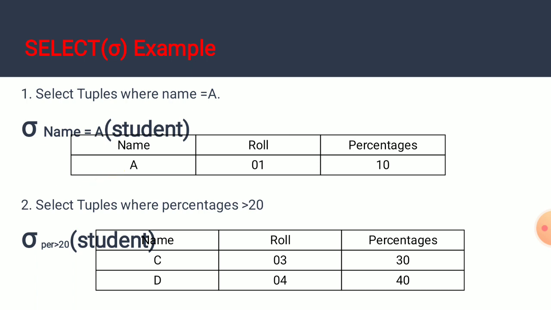We have another query: select tuples where percentage is greater than 20. For this, the algebra query can be sigma, percentage greater than 20, from relation student. The output has three attributes: name, roll number, percentage, but only those tuples which have percentage values greater than 20 are written.